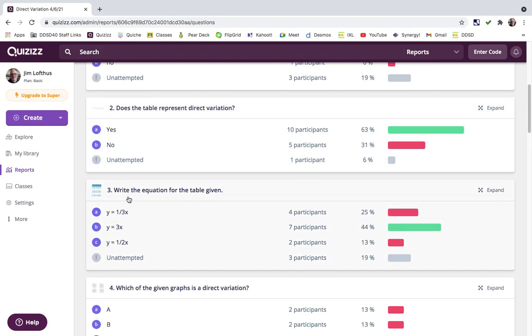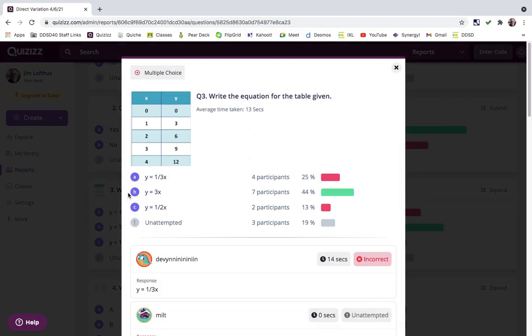Then let's click on this one, write the equation for the table. So 3 times x is equal to y. 3 times 1 is 3, 3 times 2 is 6, 3 times 3 is 9, 3 times 4. So this is 3 times x is equal to y. So y equals 3x.